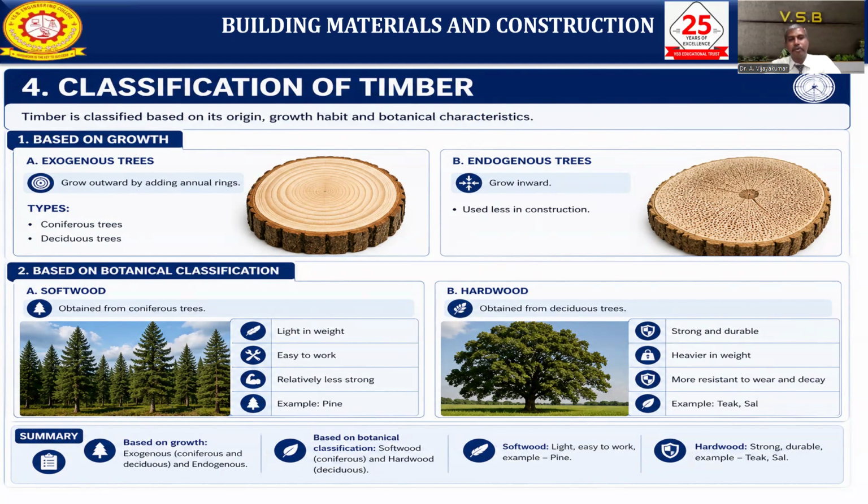Okay, next, botanical classification. Softwood is obtained from coniferous trees. This type of tree is light in weight, easy to work, and relatively less strong. An example is the pine tree. And hardwood, from deciduous trees, is strong and more durable. It is heavier in weight, more resistant to wear and decay. For example, teak as well as sal. So in many civil engineering constructions you can use the deciduous tree, that is called hardwood. So here we classify based on growth as exogenous and endogenous, and botanically as coniferous and deciduous.